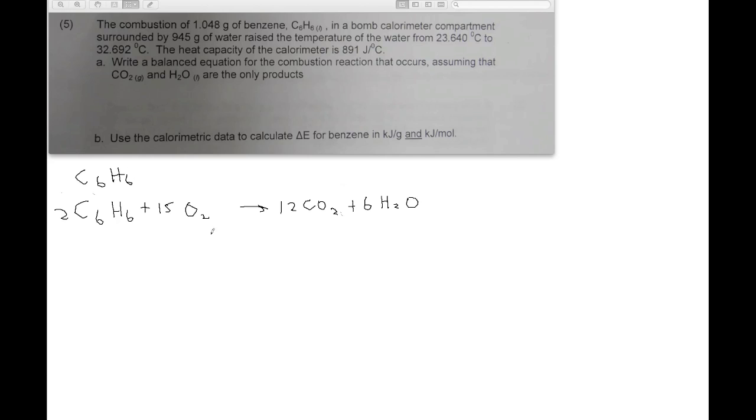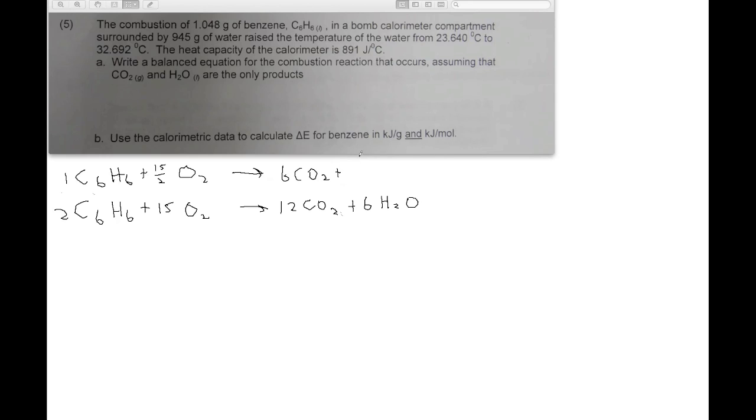You'd have to take all these numbers and divide by 2. So that would give us one of these. And then if we're dividing everything by 2, how many moles of O2 would we have? 7.5. Right, although it would probably be written like this. And then what numbers would we put here? 6 and 3.